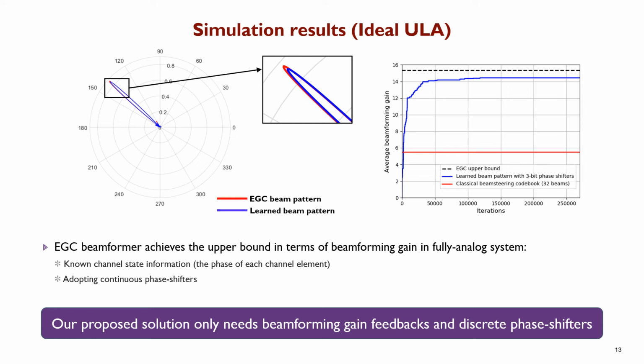As can be seen, with less than 10,000 iterations, the proposed solution can find a beam that achieves around 80% of the equal combining upper bound, and with less than 50,000 iterations, it achieves more than 90% of the upper bound. It's worth mentioning that the equal combining beamformer achieves the upper bound in terms of beamforming gain in fully analog systems, but it is based on two major assumptions. First, it assumes that the channel state information is completely known, or more specifically, the phase of each channel element is known. Also, it assumes that the system adopts continuous phase shifters.